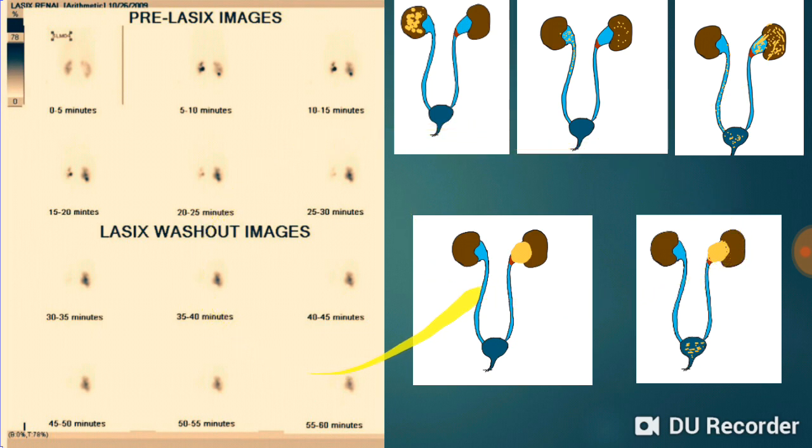The DTPA pictures are similar to that, but we have to understand that in DTPA, since the picture is taken from behind, this is the left kidney and this is the right kidney. It is not like what we see in the X-ray. It is in the opposite direction. Since the scan is taken from behind, this part will be the right side and this part will be the left side.